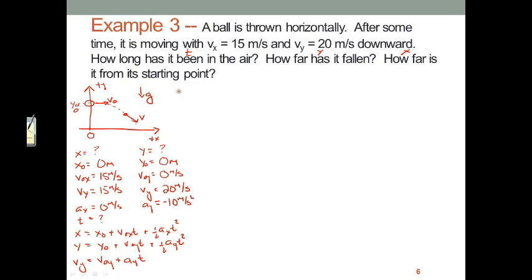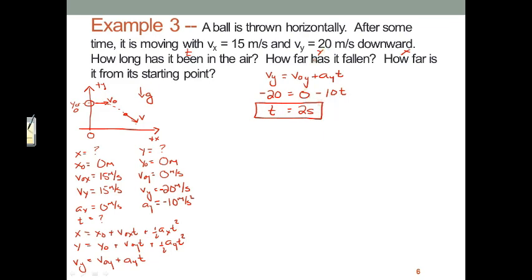Okay, the first question asks me about t. All three equations involve t, however the top two involve x and y, which I don't know. I do know everything for the bottom equation, so I'm going to start there. Plugging in. Vy is 20. Oop, notice it's 20 downward, so this should have been a negative 20. So let's put that in. So negative 20 equals 0 minus 10t. So t equals 20 divided by 10, which is 2 seconds.